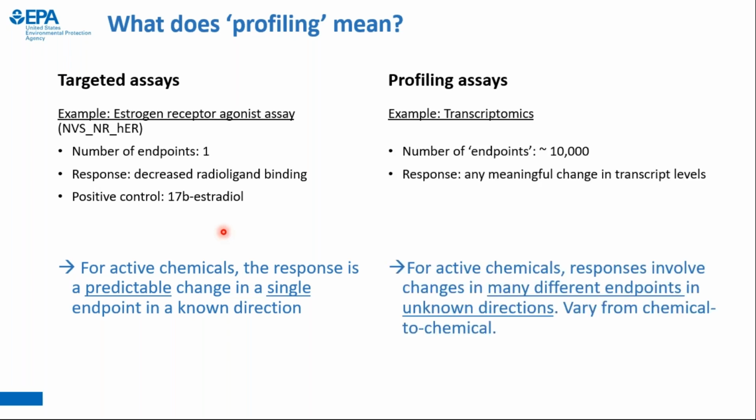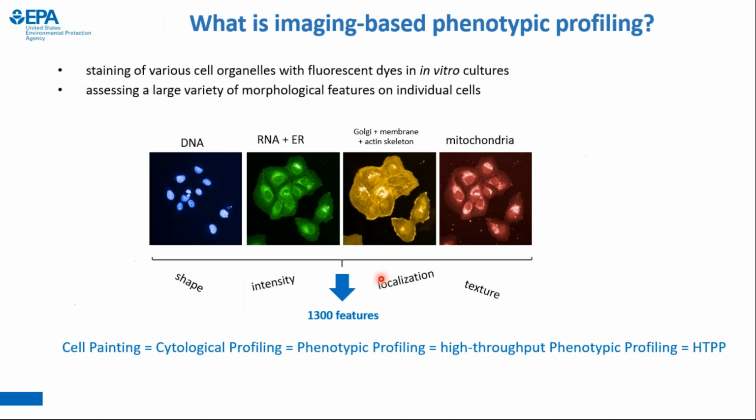Here is an example, transcriptomics, where you basically have thousands to 10,000s of endpoints, and the response can be any meaningful change in transcript levels. So for active chemicals, the response can involve changes in many different endpoints in unknown directions, and it can also be different from chemical to chemical. So you can get very different information out of that, but it's also making data analysis quite challenging.